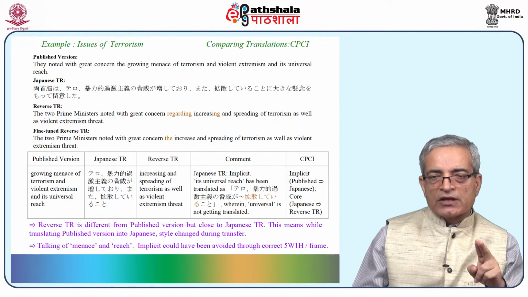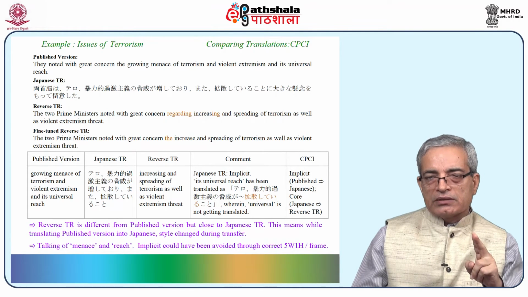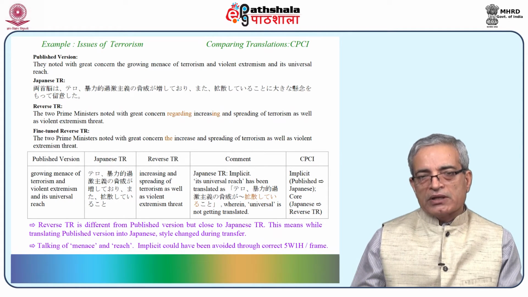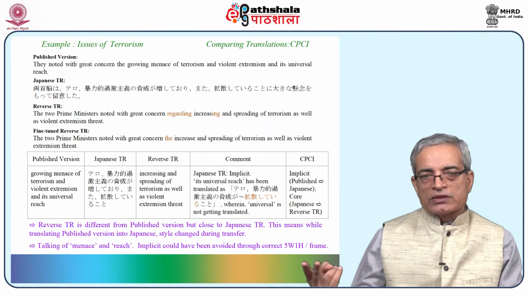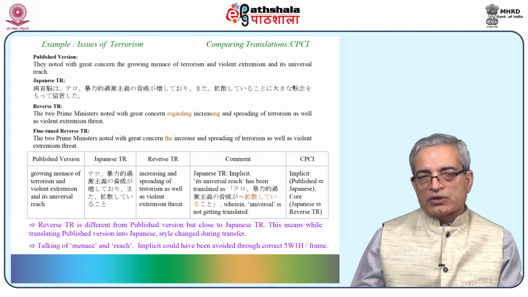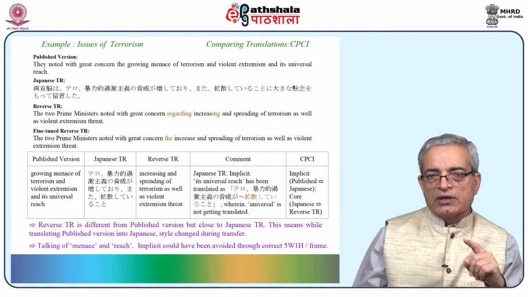So tero, then boryokuteki kageki shugi no kyoi ga mashite ori mata kakusanshiteru koto. So increasing and spreading. So there are two things. One is increasing, and only one thing which is increasing and spreading. And this one thing actually has two concepts. One is the menace of terrorism and violent extremism. So there are terrorism and violent extremism.